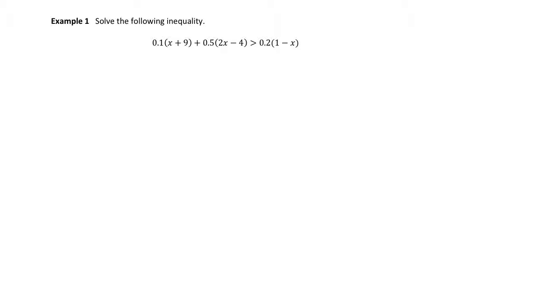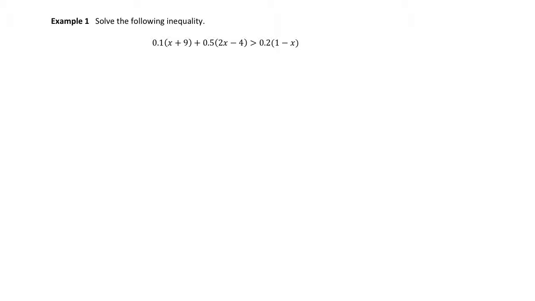I wanted to look at a couple more examples of linear inequalities. So starting with this one here, it has some decimals in it. One approach that you can take is to try to cancel all of the decimals. Now I have 0.1, 0.5, and 0.2. I know if I multiply those three numbers by 10, they'll just become integers.